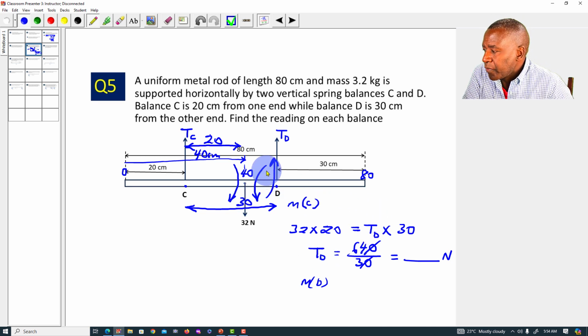So when we take moments about that point, therefore we are going to multiply this distance here times 32. That will be the anti-clockwise moment.